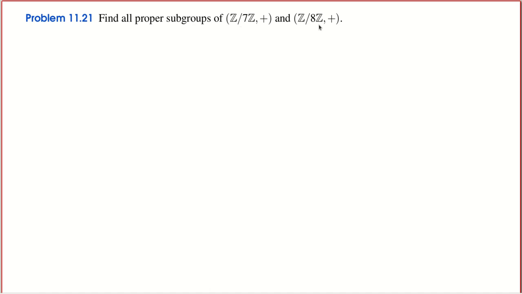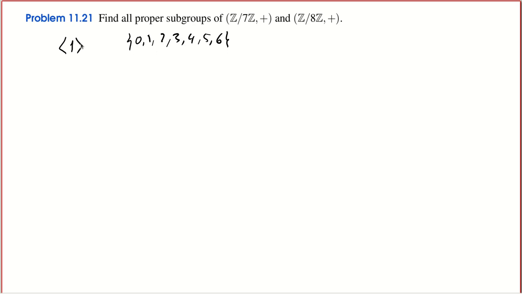Okay, both these groups are cyclic groups, finite cyclic groups. Both are generated by 1, right? For instance, the additive group with 7 elements is 0, 1, 2, 3, 4, 5, and 6, right? And you can generate it by 1 because 1 squared is 2, and 1 cubed is 3.